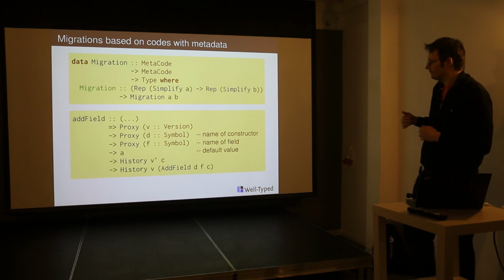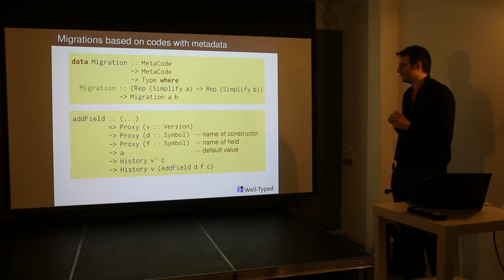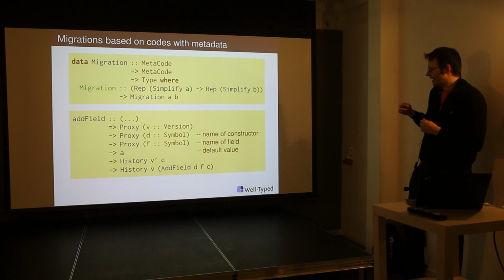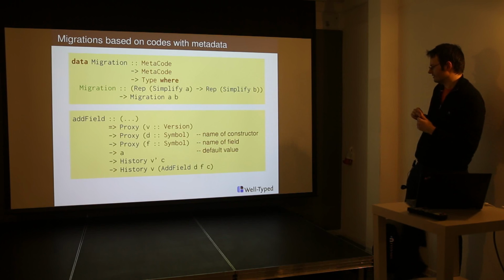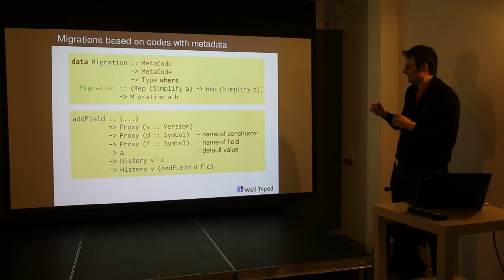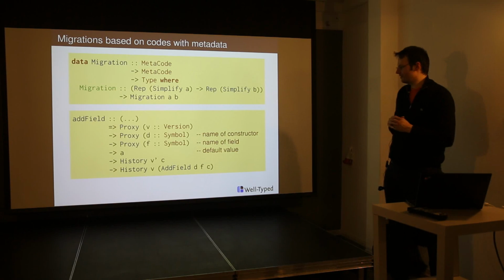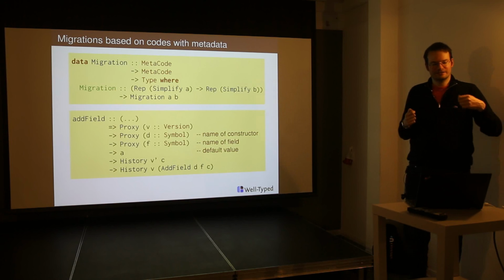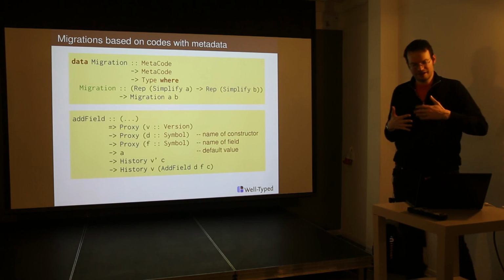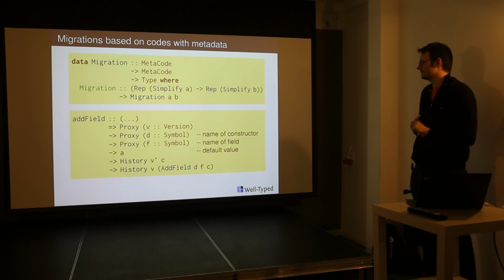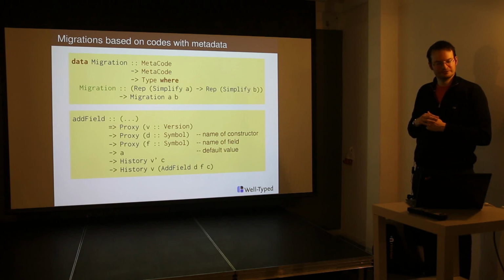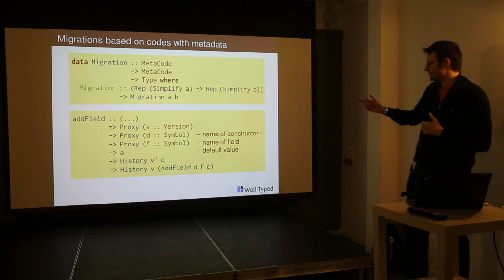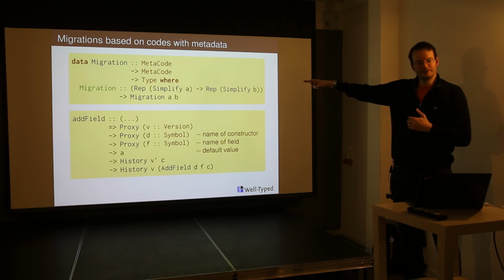could say, for the version that's called V, at the constructor that's called D, I don't know why I called it D, because I use C for something else, and I want to add the field called F. All these are type level things, so I pass in proxies to make that explicit. And then I give a default value for the field, which is used to derive the migration function automatically, right?